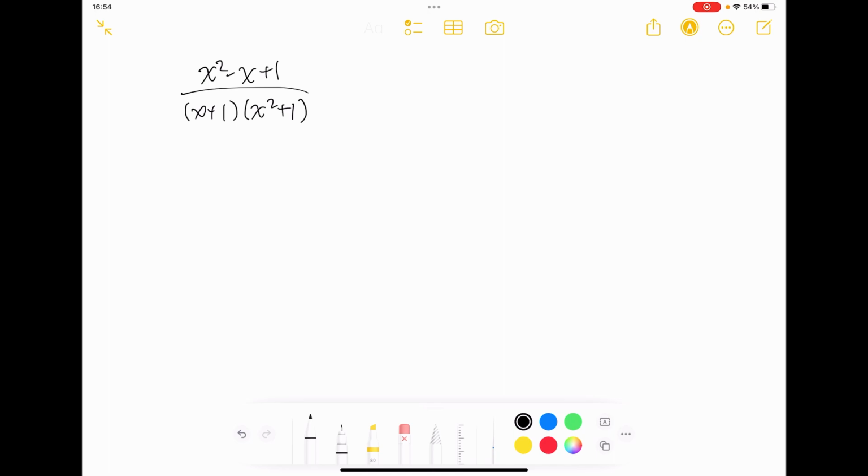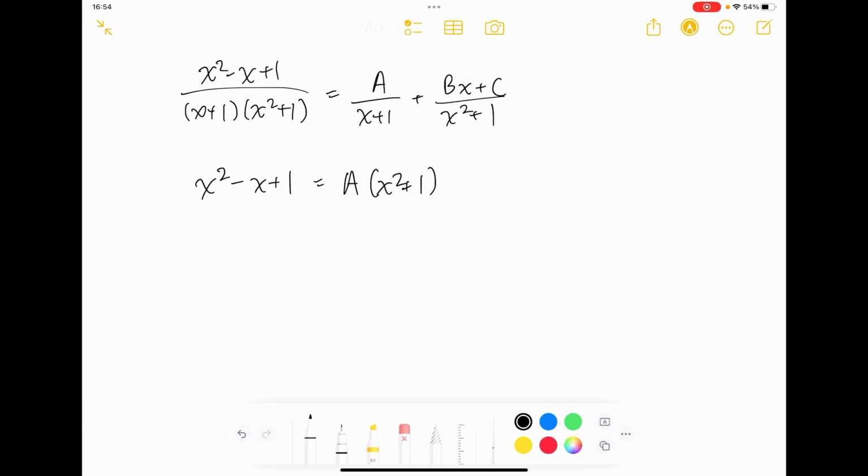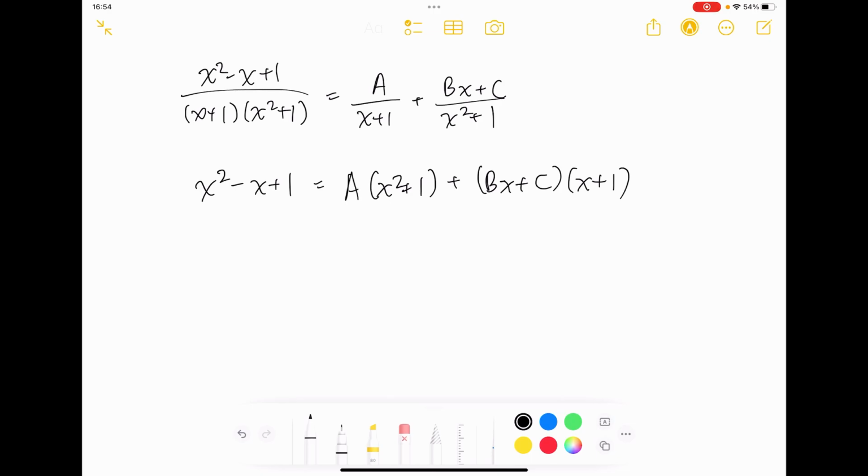Okay, anyways, this is going to be equal to a over x plus 1 plus bx plus c divided by x squared plus 1. And multiplying everything by x plus 1 times x squared plus 1, of course, we're going to get a times x squared plus 1 plus bx plus c times x plus 1. And we're just going to compare coefficients, because polynomials are elements of a vector space, and these are like basis vectors.